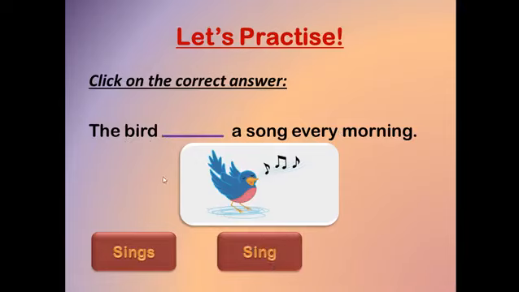The bird sing a song every morning. Okay, this is the present simple, but my subject here is it, and we said if my subject is he, she, or it, I add an s in the present simple, right? So no, wrong. So the bird sings a song every morning. Okay, because here the subject is it, so I add an s in the present simple.